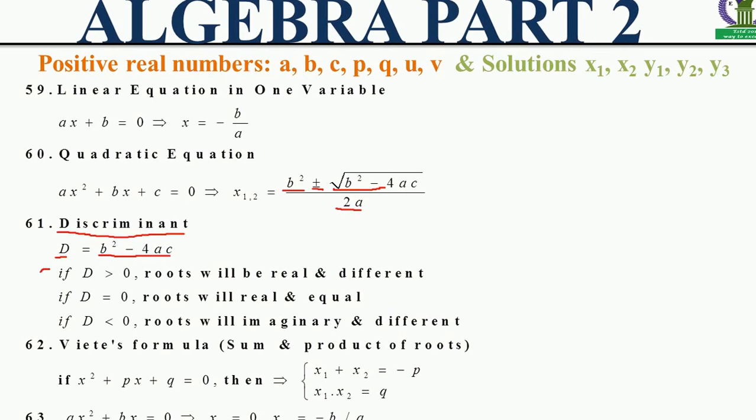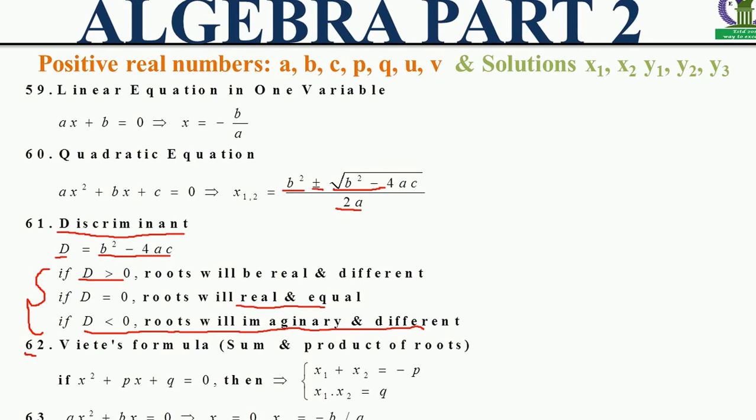According to the discriminant we decide whether the roots will be real, different or imaginary. If the discriminant is greater than 0, roots will be real and different. If the discriminant is 0, roots will be real and equal. If the discriminant is less than 0, roots will be imaginary and different.